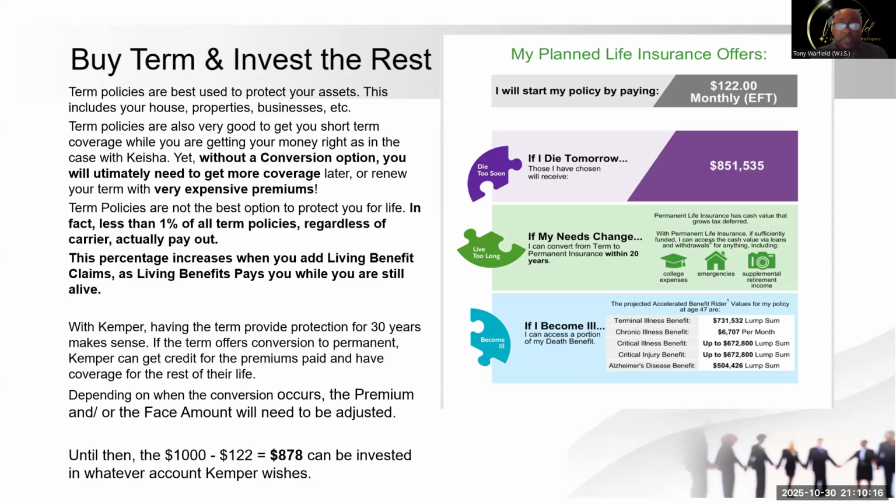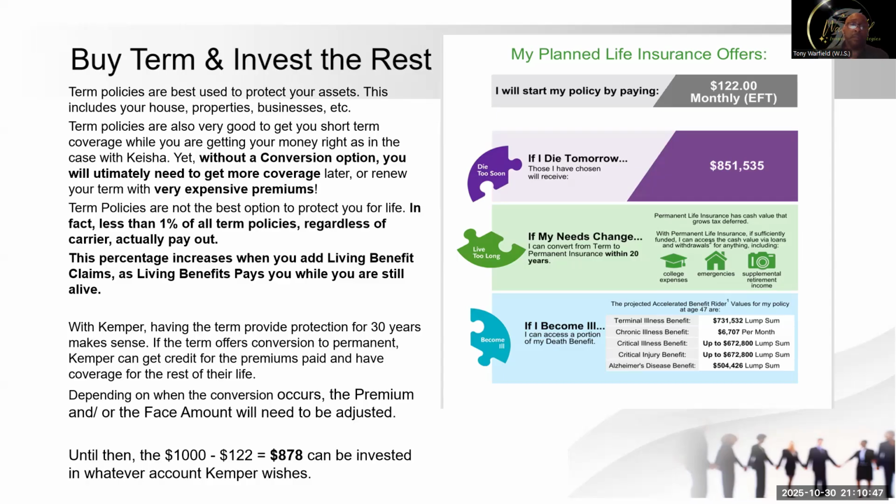So with Kemper having the term provide protection for 30 years, it makes sense. If the term offers conversion to permanent, Kemper can get credit for the premiums paid and have coverage for the rest of their life. Depending on when the conversion occurs, the premium and or the face amount will need to be adjusted. So again, Kemper has about $1,000 minus this $122 for the term. That means $878 that Kemper can invest in whatever they wish, right?